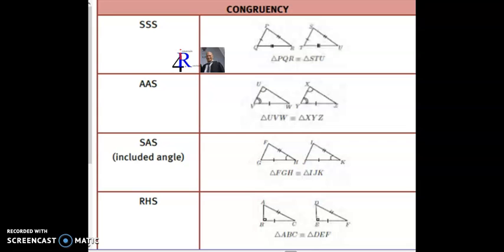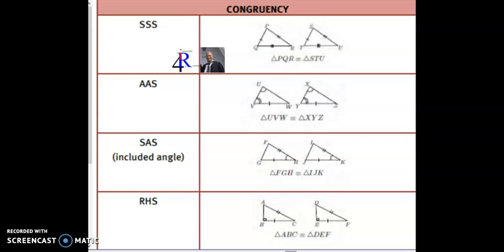When we work with congruency, the following should be imprinted in our toolkit already. Firstly, the different cases of congruency. First one, side, side, side. If three sides are equal to each other, then those two triangles are congruent. Then we have angle, angle, side. And here we have two angles and an excluded side.